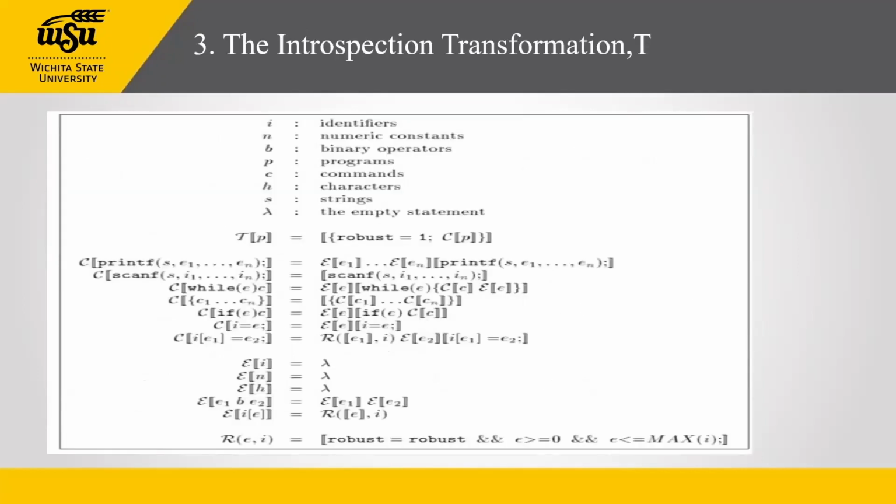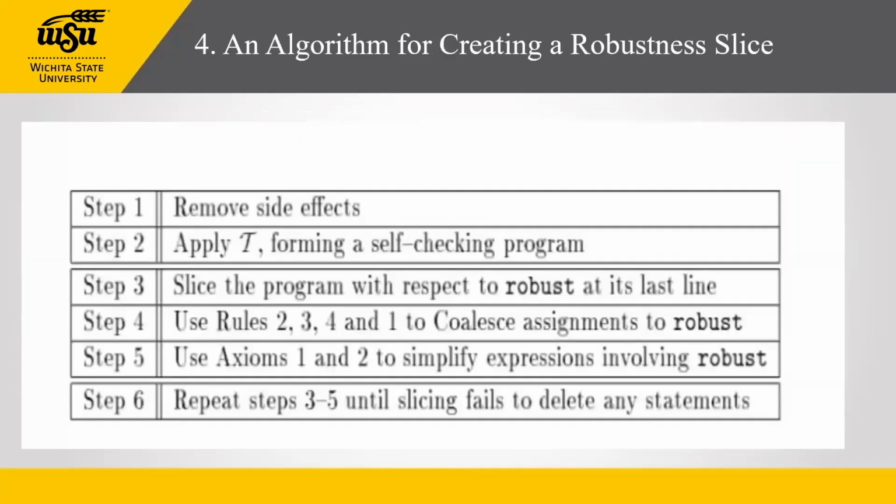Let's say i is identifiers, n is numeric constants, b is binary operators, p is programs, c is commands, h is characters, s is strings, lambda is an empty statement. Let's take T of p is considered robustness is equal to 1, C of p in brackets. These are all the expressions that we can derive as an introspection transformation and algorithms for creating robustness.